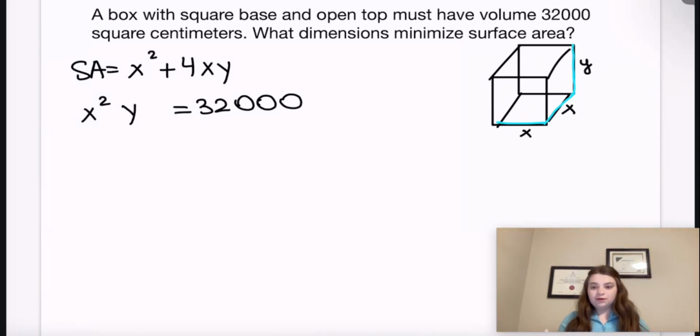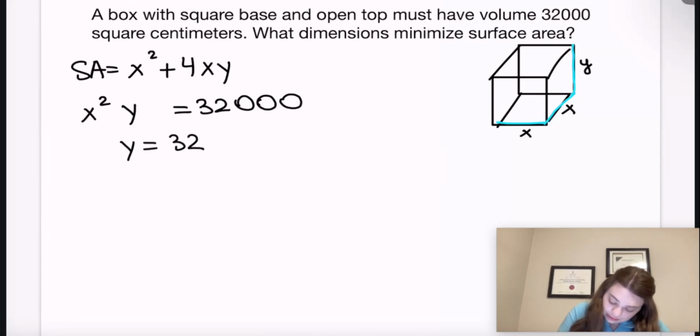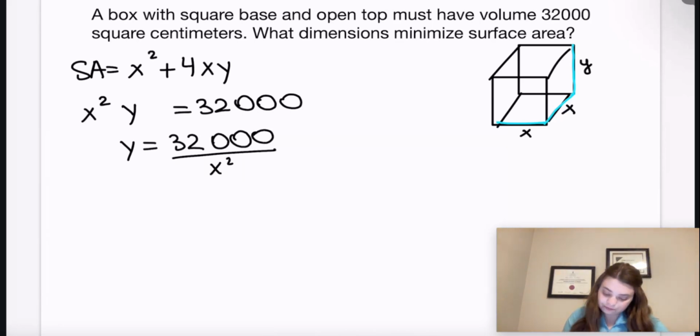Now, the thing is, what we really want to do is we want to be able to eliminate this y by subbing in some equation with respect to x for it. So that way we can have the surface area just in terms of x and not in terms of y as well. So I'm going to do that by dividing both sides by x squared of this equation. So I'm going to get that y is equal to 32,000 over x squared.